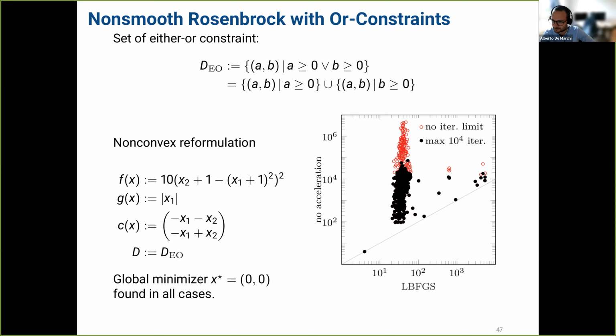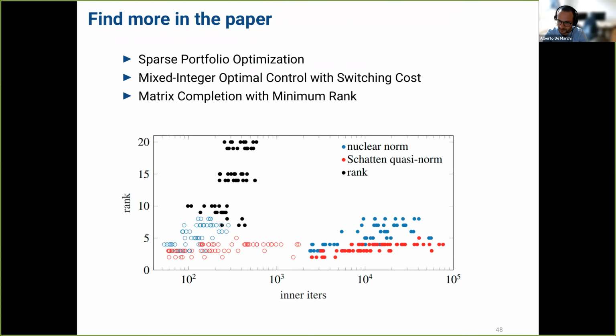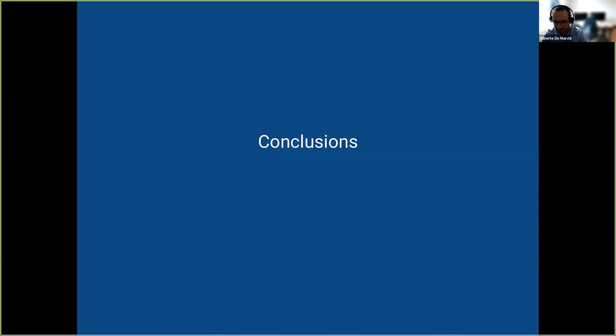And yeah, this is just a 2D problem. So when you get a large scale problem, we will need many more iterations, clearly, even with acceleration. Okay, this is the benefit of the accelerated subsolver. In the paper, you can find more examples using zero norms, mixed integer optimization problems, or matrix completion recovery problems. But now I have to move to the conclusions.